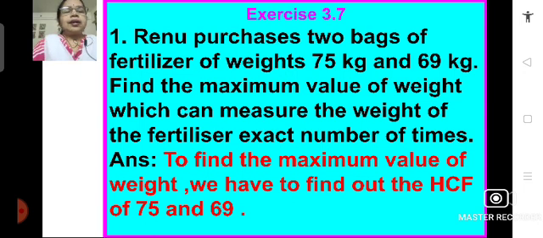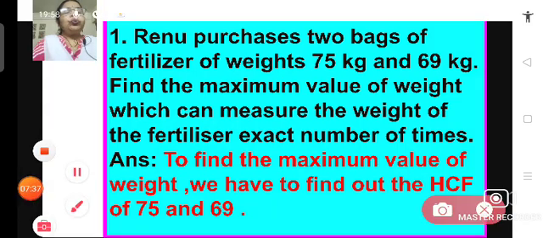Children, let's start solving the problems of exercise 3.7. These problems are based on the concept of HCF and LCM. So let's read the problem carefully, then decide what we have to do, and then solve the problem. So let's look at the first problem. Renu purchases 2 bags of fertilizer of weights 75 kg and 69 kg. Find the maximum value of weight which can measure the weight of the fertilizer an exact number of times.